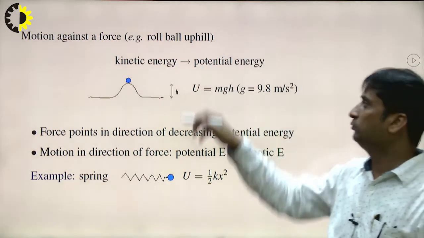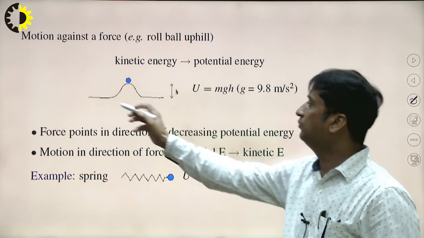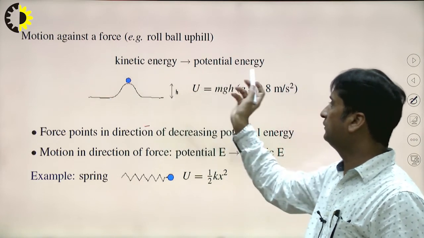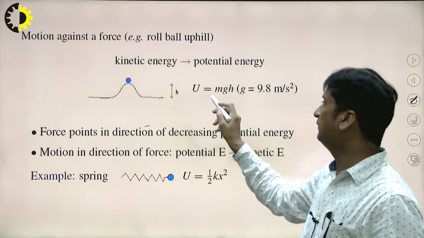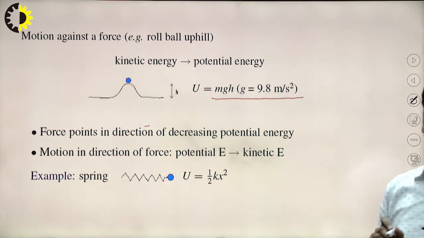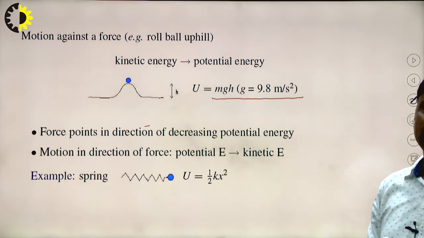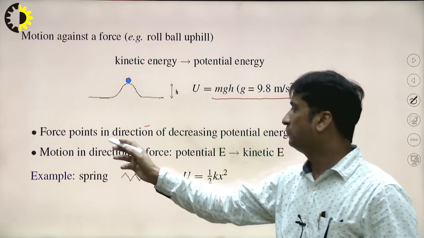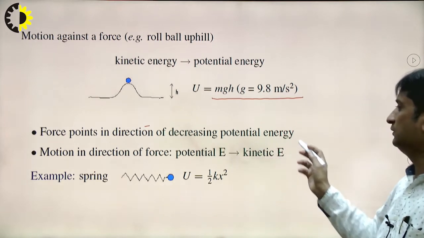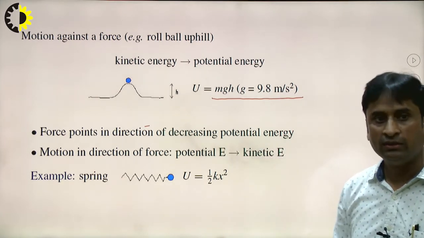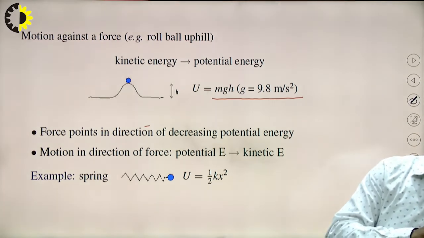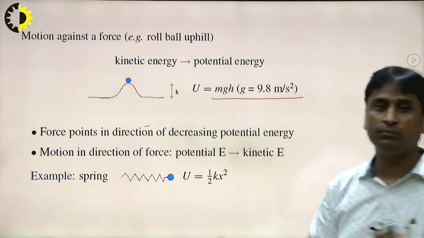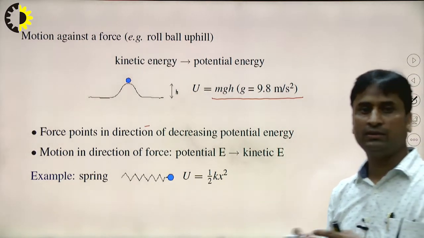This example is given to you. There is a motion against the force, that is, the ball is going up. Whenever the kinetic energy is converted to potential energy at height h, it is given by mgh, where g is the gravity constant, 9.8 meters per second square. When the force points in the direction of decreasing potential energy, that is motion in the direction of force, the potential energy is converted to kinetic energy.